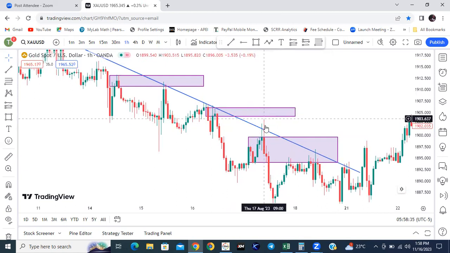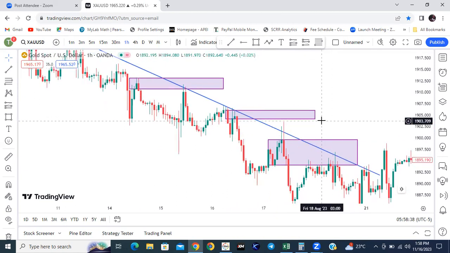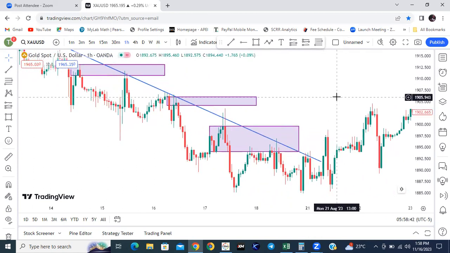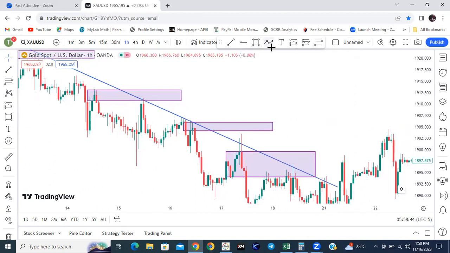We wait for the price to reach here. If it doesn't reach there, then it's well and good. That means it's a trade that is gone. You don't chase the price again. We wait for the price. Okay, so let's look at one more example.